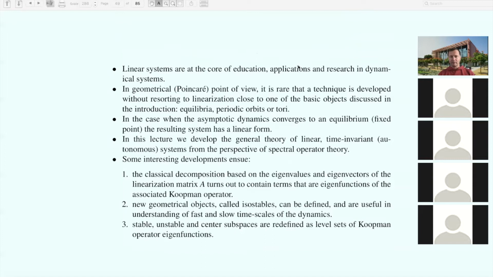We're going to develop concepts that are familiar from linear systems, but also have a meaning in the Koopman operator theory.